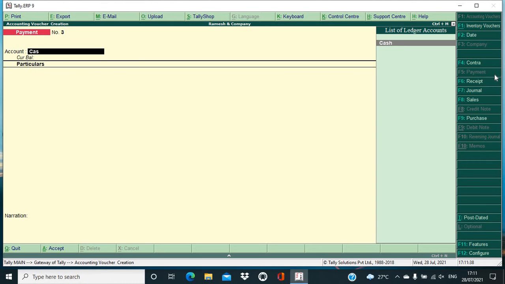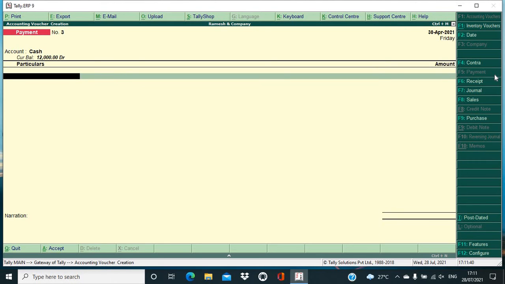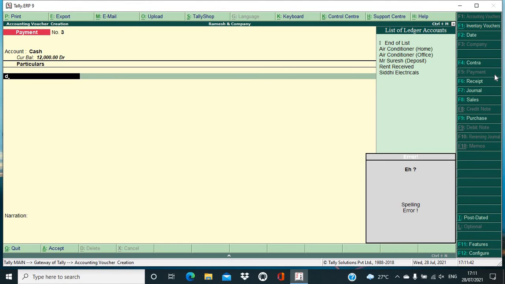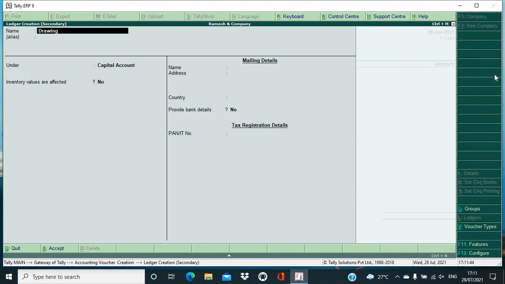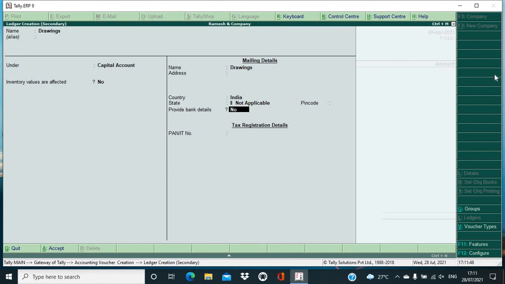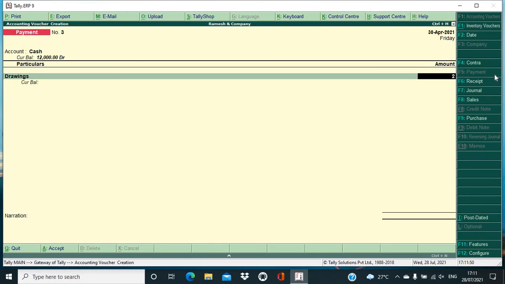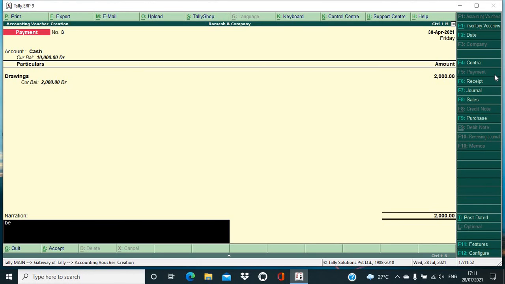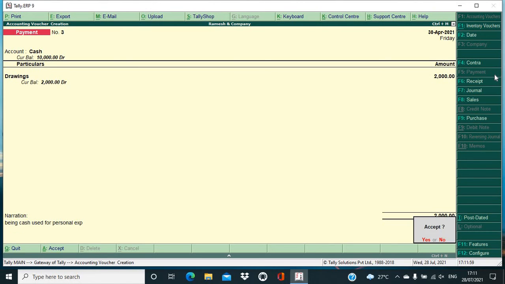So how will you make that entry? Credit the cash account and debit the drawing account. Create the ledger as drawings under capital account. And 2,000 being cash used for personal expense.